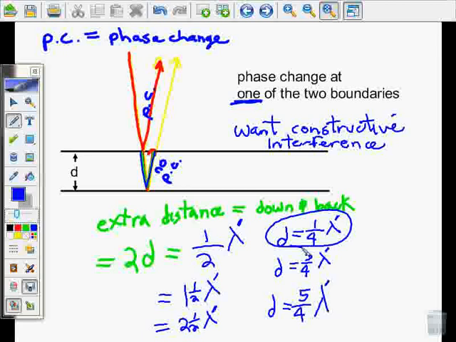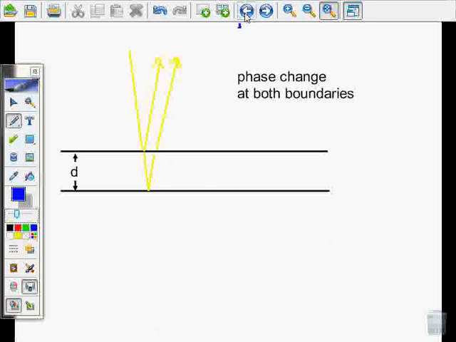So, last but not least, what if there's a phase change at both surfaces? Oh my goodness. This is getting really complicated now. The light that hits here goes through a phase change. The light that goes into there and comes up right there goes through a phase change.